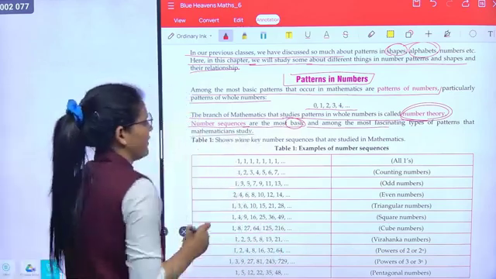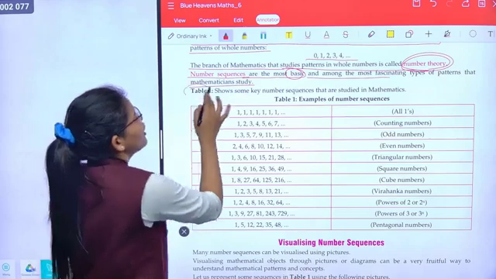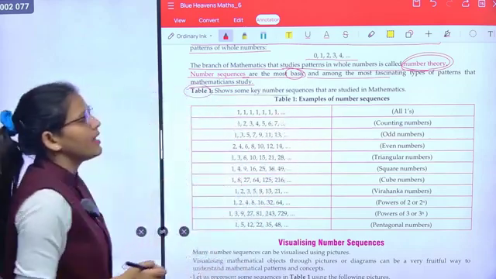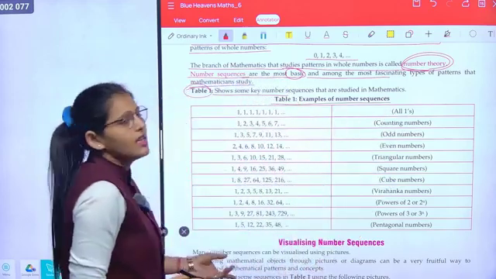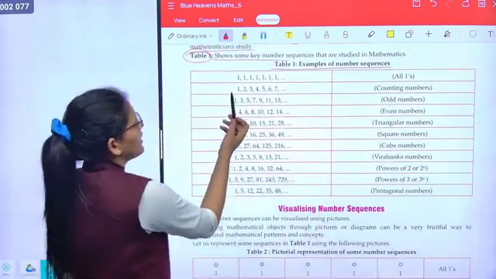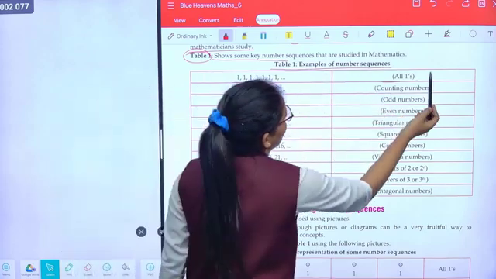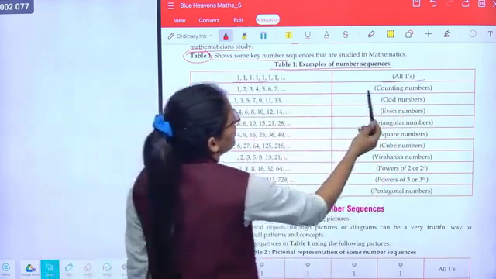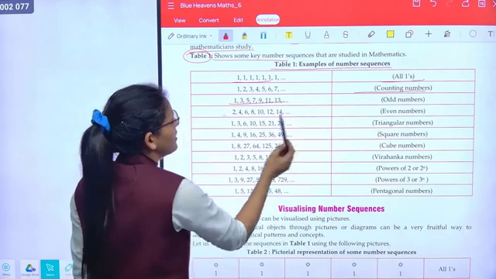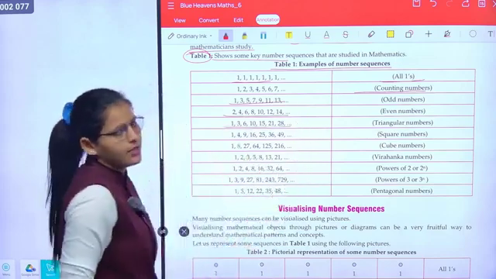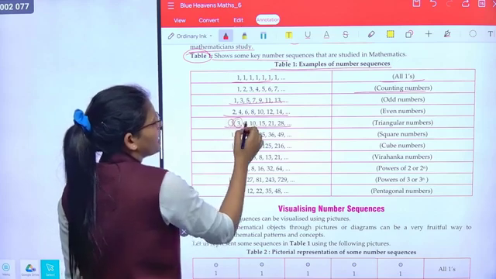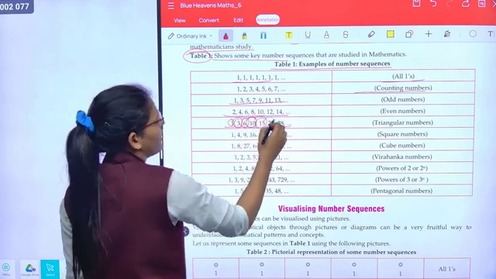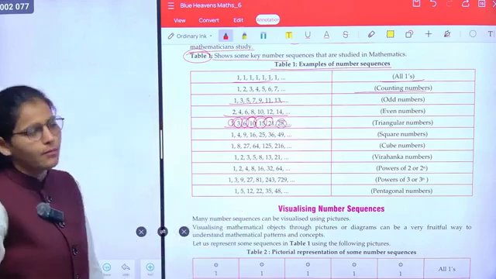Now, class, see, Table number 1 shows some key number sequences that are studied in mathematics. Table number 1, examples of number sequences. Now see, class, counting numbers, odd numbers, even numbers, plus triangular numbers. You can see here 1, 3, 6, 10, 15, 21. These are examples of triangular numbers.